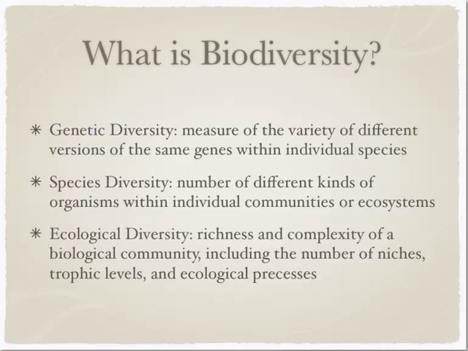Genetic diversity talks about the variety of genes in an individual species group. Ecological diversity refers to the richness and complexity of a biological community. This looks at the abundance and complexity of each niche, trophic level, and ecological process within the ecosystem.